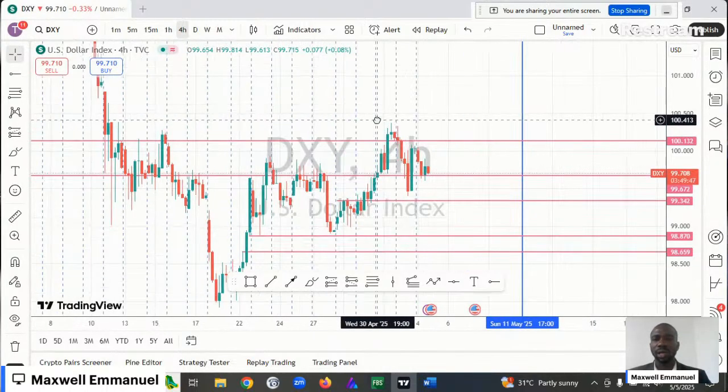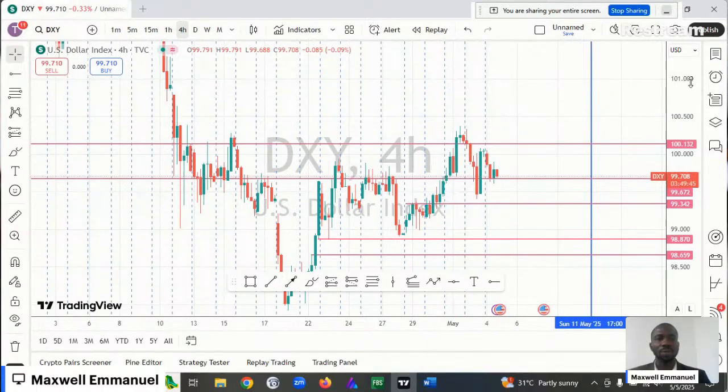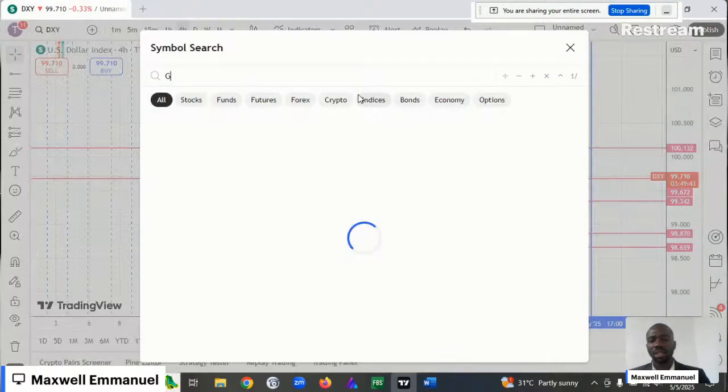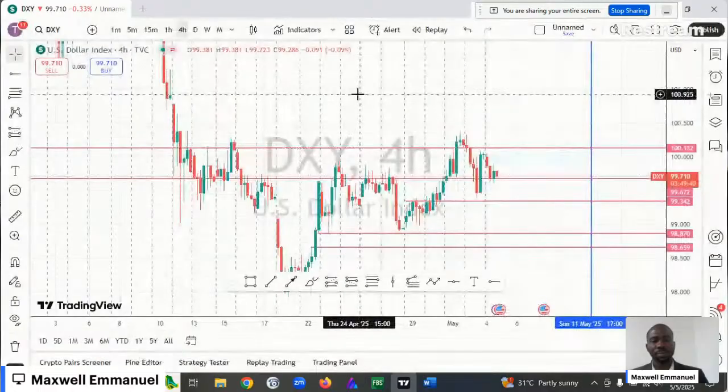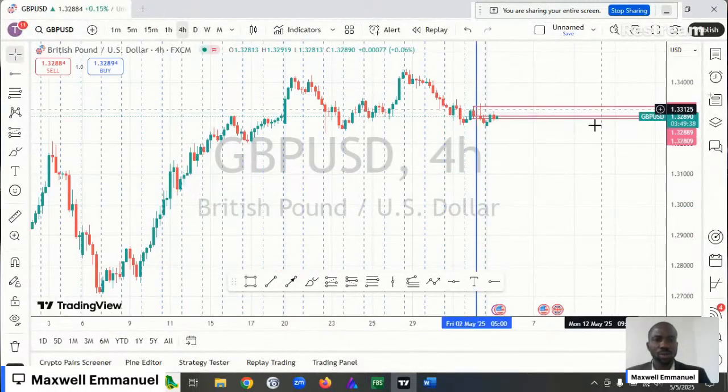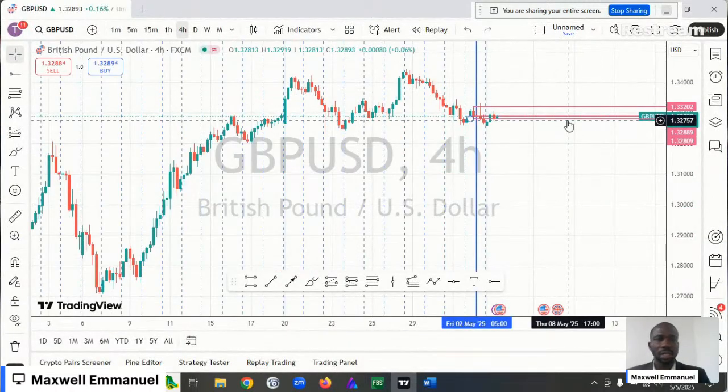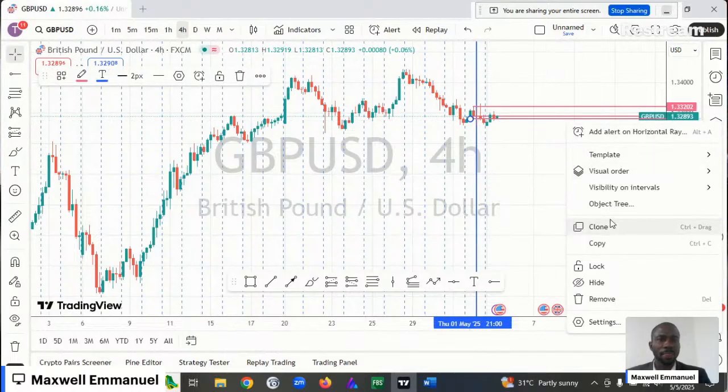Okay, so let's look at currency pairs. If there's any pair you want me to analyze, please let me know in the comment section. Let's start by looking at GBP USD.